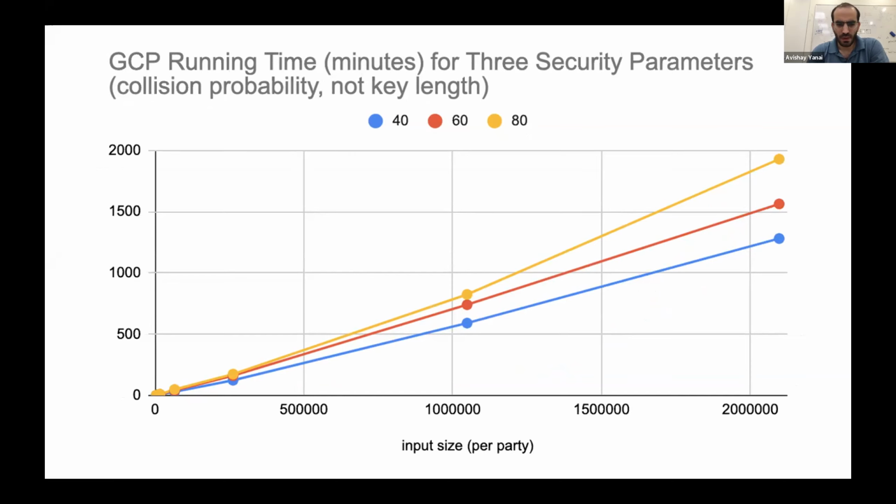What is the y-axis here? Oh, minutes. Minutes to run the garbled circuit. We did it over LAN on GCP. Mm-hmm. All right. Any questions?